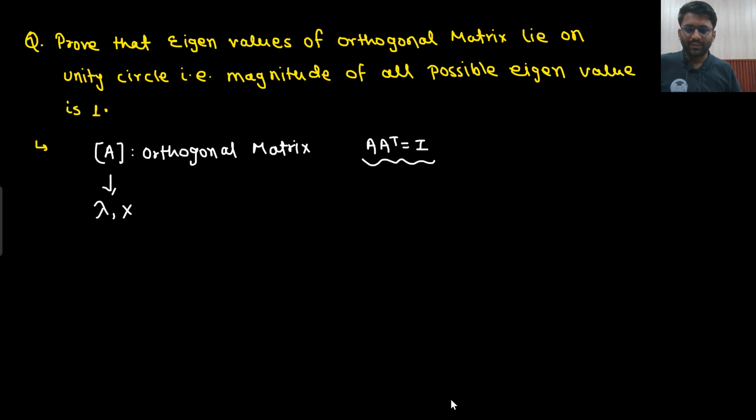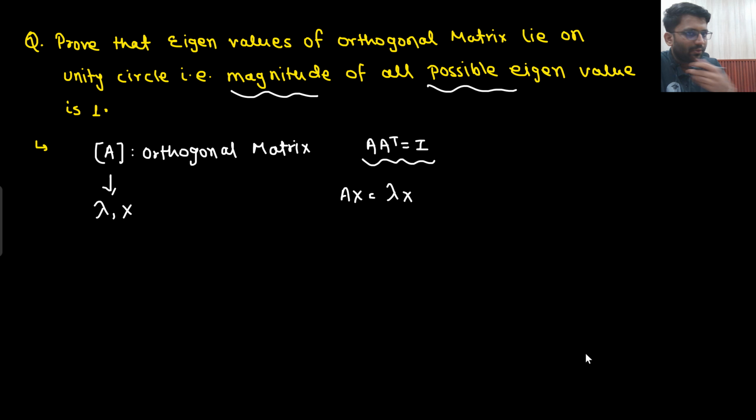Yeah, so did you try this question? Matrix A has eigenvalue of lambda and eigenvector of x. So what I am thinking is that I will put Ax equals lambda x, right? Now what are we talking about? We are talking about the magnitude, no? Magnitude of all possible eigenvalues. So let's take the magnitude on both sides. This is also a vector. This is also a vector.